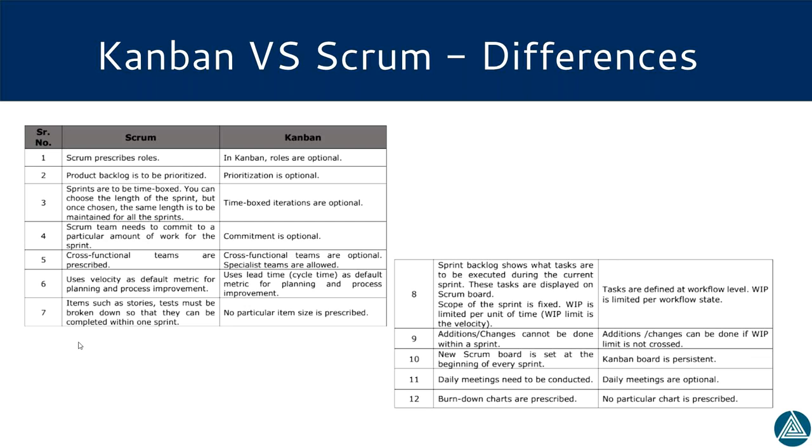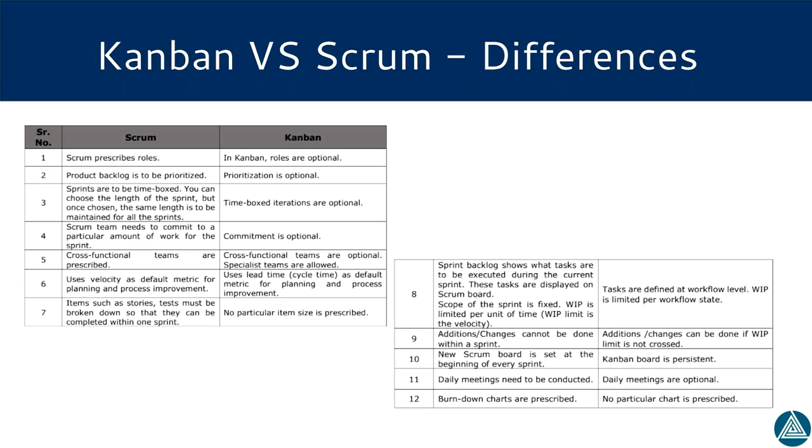At the bottom here, we have items such as stories and tests, which must be broken down so that they can be completed within one sprint. And in Kanban, we can work on a user story across 2 or 3 sprints or less than a sprint, this is a huge difference here. At 8, it's very important that we have the sprint backlog that is fixed by the work in progress, which is related and aimed to the velocity of the team.